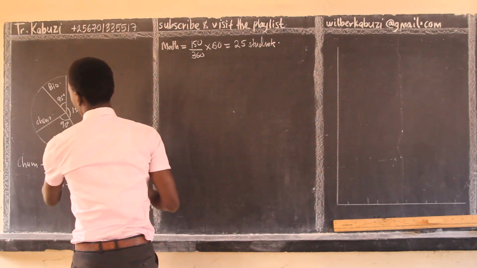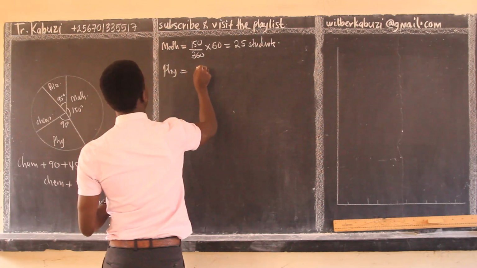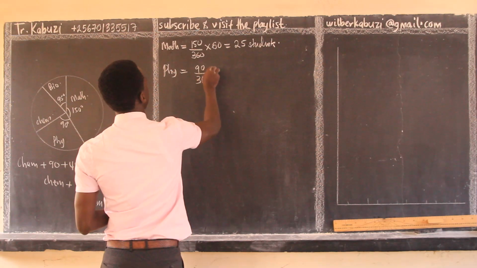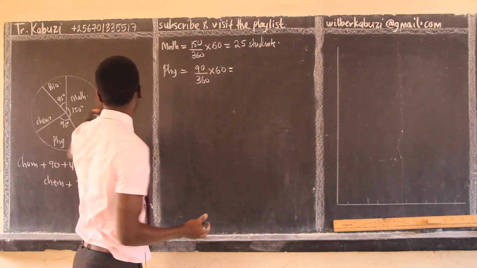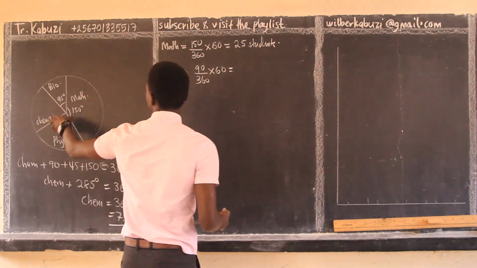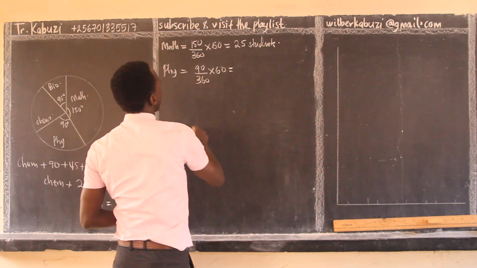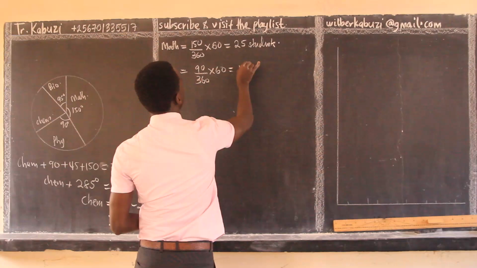Then I come to physics. My physics is 90 over 360, the total, times the 60. The total class had 60 students. That's why, based on the pie chart, we want to know how many students are in there. This goes, 4 goes in there, 15 students.